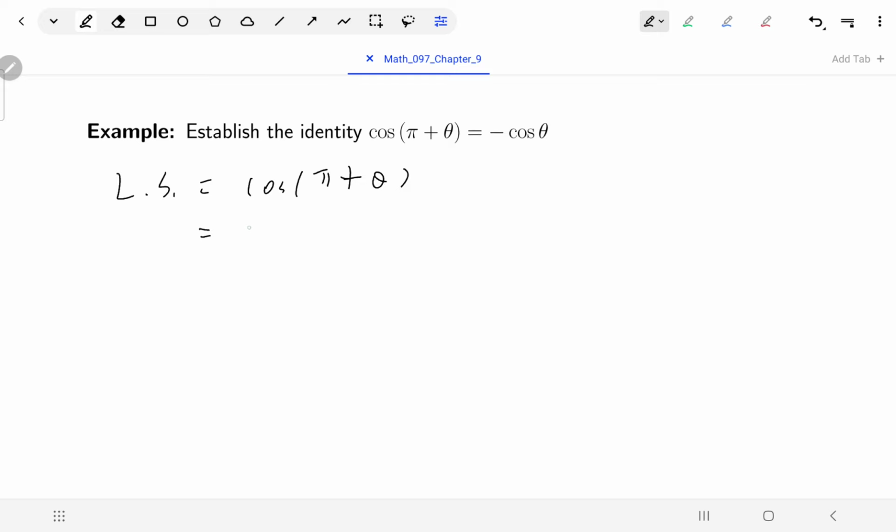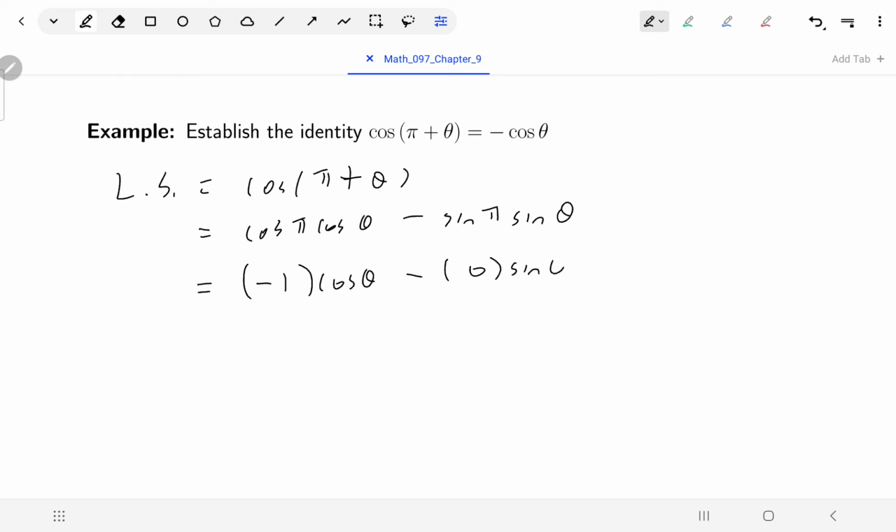Cosine of one angle plus another is cosine of the first angle, cosine of the second, minus sine of the first angle, sine of the second. And now just a little bit of evaluating cosine of pi and sine of pi. So if you're remembering the graph of cosine, cosine of pi is -1. And if you're remembering the graph of sine, sine of pi is 0.